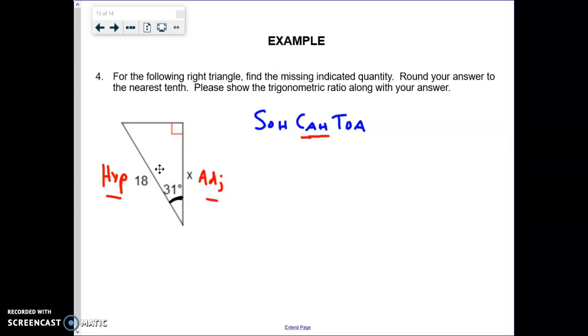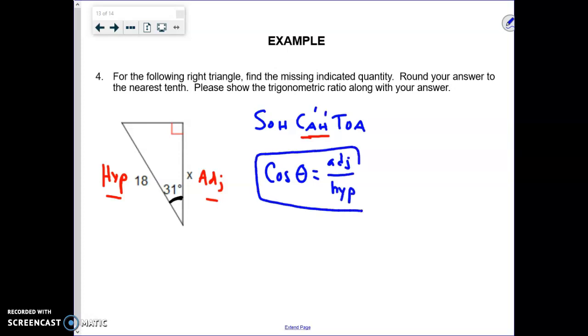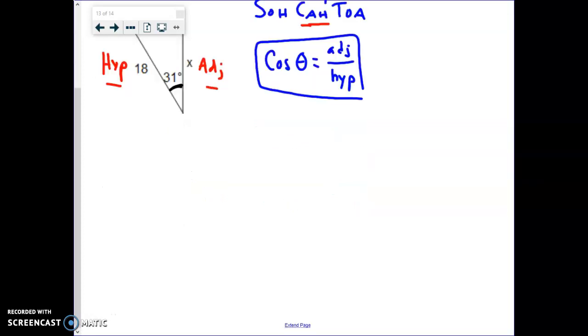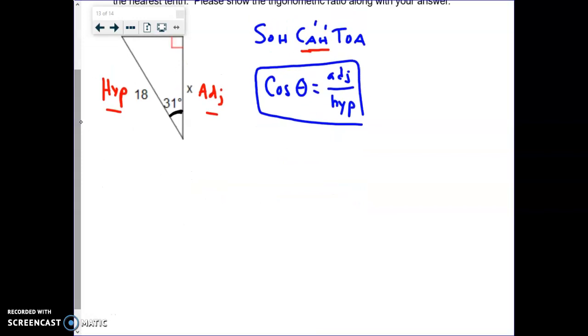cosine. So the trig function we're going to use is cosine of our angle is equal to adjacent, the one listed first goes on the top, over hypotenuse. The one listed second goes on the bottom. That's the trig function we're going to use. So, if we set this up using that trig function, cosine of our angle 31 degrees is equal to adjacent x over hypotenuse 18.